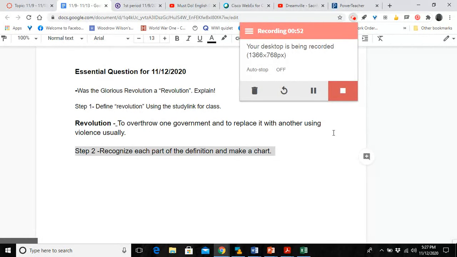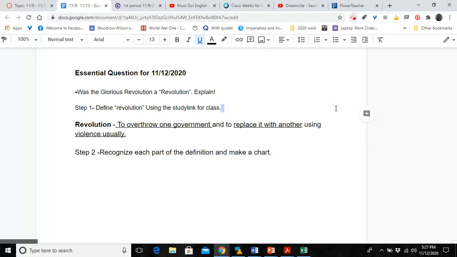Now we're on step 2. Recognize each part of the definition and make a chart. I have underlined "to overthrow one government" because that's one thing it must be to be a revolution. "Replace it with another" is the second thing that must have happened for it to be a revolution. And usually there's violence. Usually doesn't mean always. Please make sure you remember that. That's very important to explain in your answer.